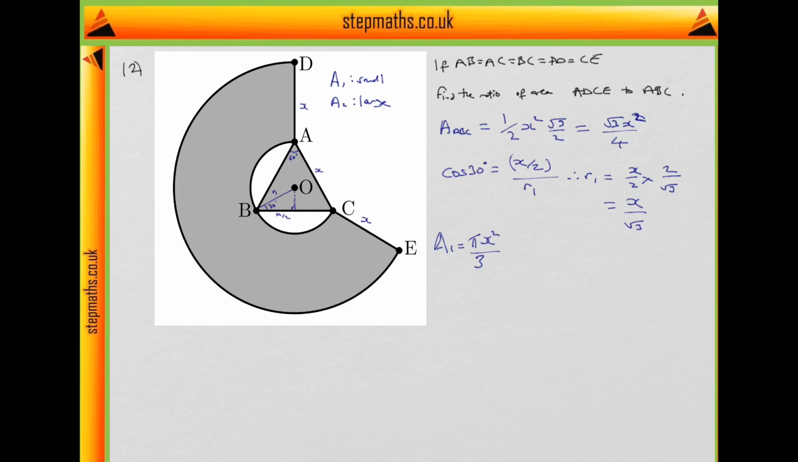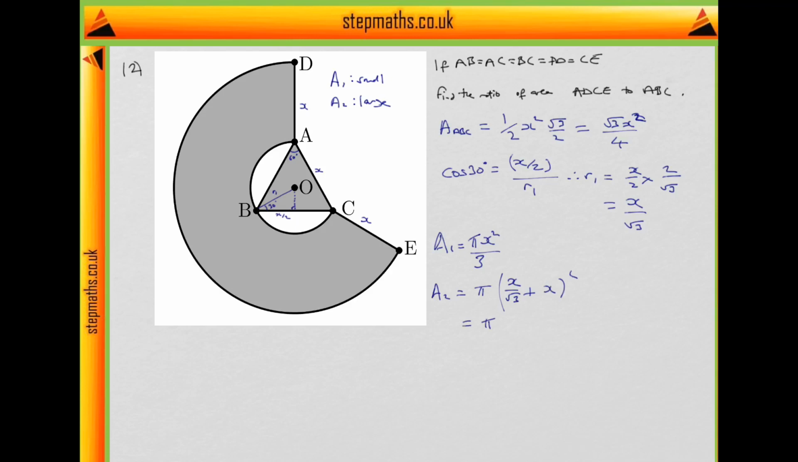Okay, now what about the area of our large circle? Well, A2, this is in blue, is equal to pi times the radius squared. And what's the radius? Well, clearly the radius is x plus this distance here. And this distance here, we just said is R1, because it's the same distance from any vertex to the origin. So it's R1 plus x. So that's equal to pi times (R1 = x over root 3, plus x) all squared.